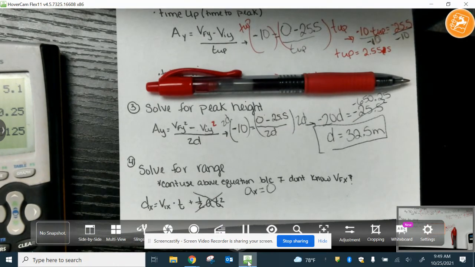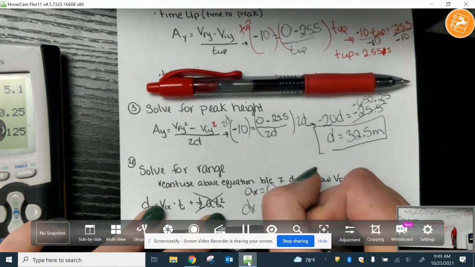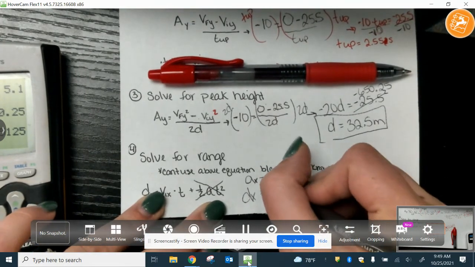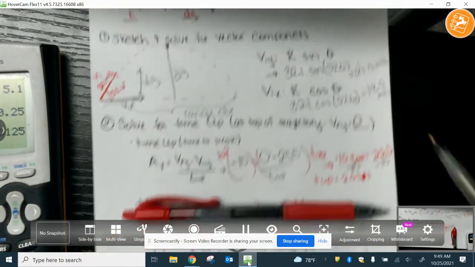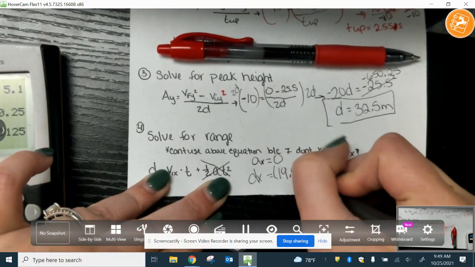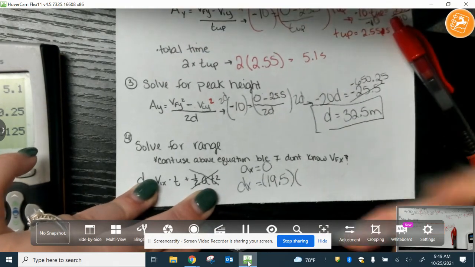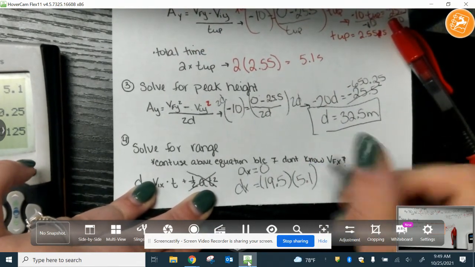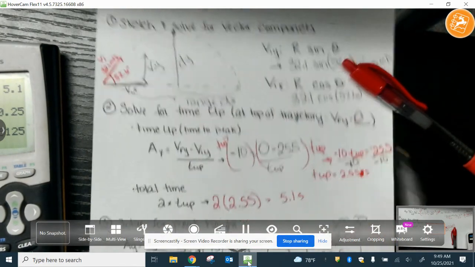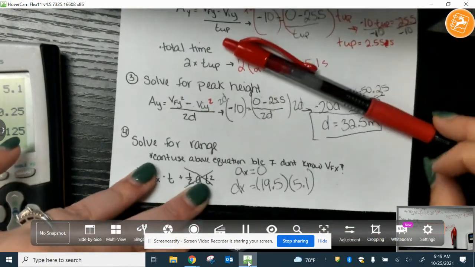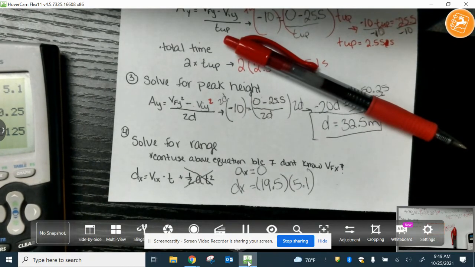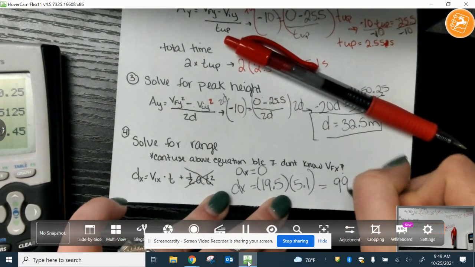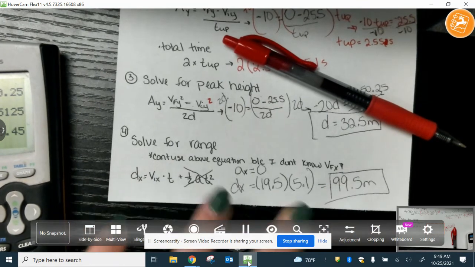It's gone. Which means my range is going to be equal to my initial velocity in the x direction times the time spent. So that my d of x is going to be, what was it, 19.5 times my total time of 5.1, because it took the entire time to get there. That's 99.5 meters.